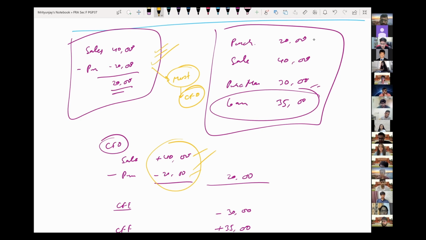That is why we do not prepare the cash flow from operating activity in this manner, but rather we go via something which is called an indirect method. So that I will explain, but before, one question. Yeah, go ahead, Sayam.